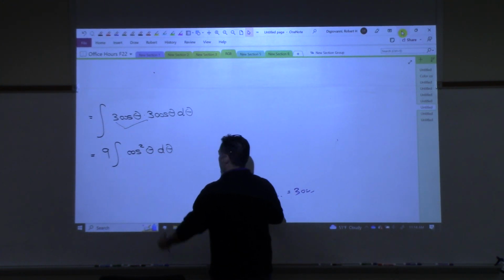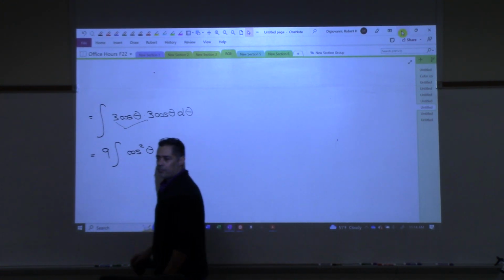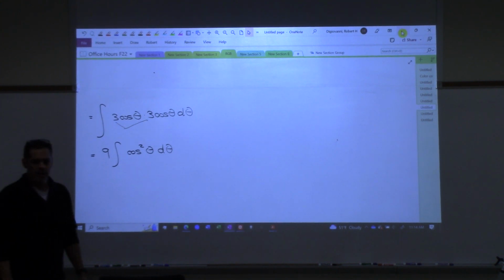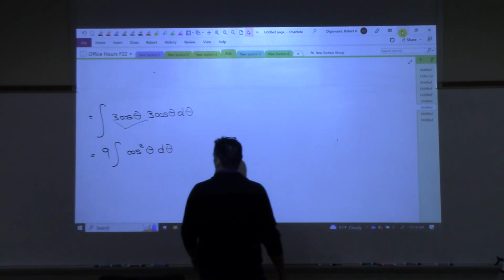And what if it was cosine cubed? You would split it up, right? You would peel one cosine off, and the cosine squared would be 1 minus sine squared. Identity stuff. Yep. U sub and all. Yeah, exactly. All right, I keep going.